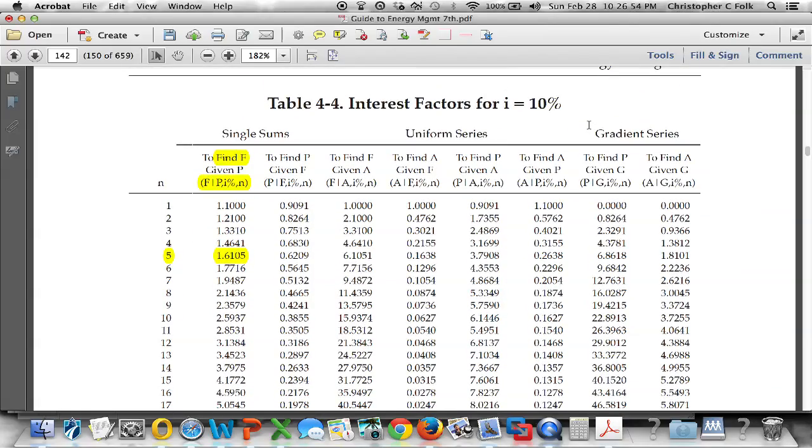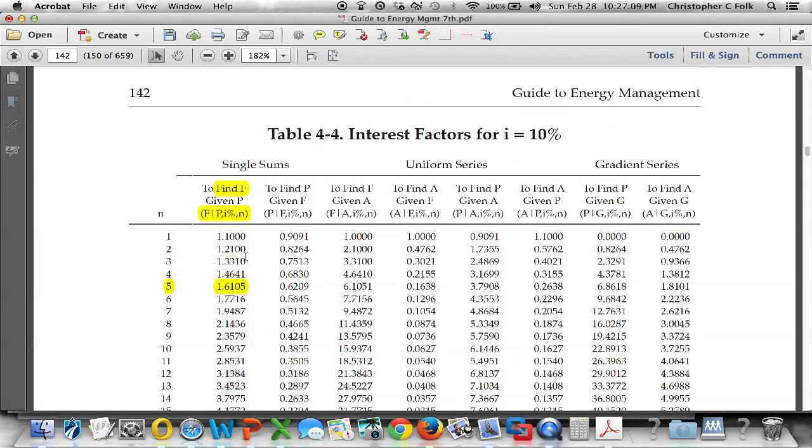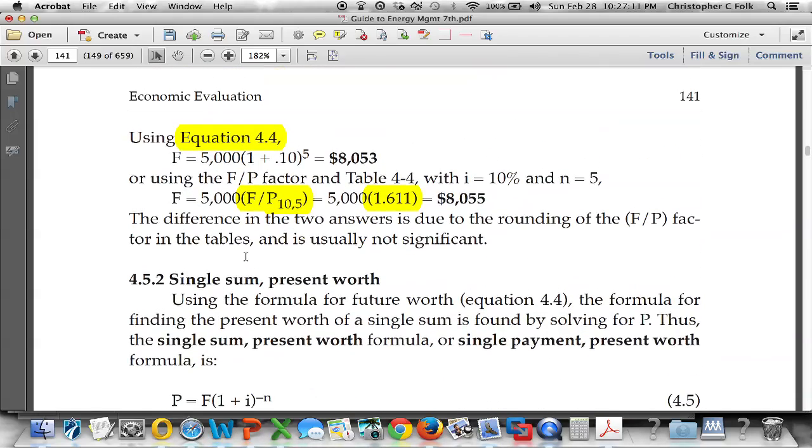So in this section here, this table said, because we're looking for find F given P, (F/P), and over here is the number of years, and we're going to take this value here, 1.6105. What did the book say over here before? It didn't say 6105, it said 611, so it rounded it. So things get rounded here a little bit in the book, and notice it even tells me that the difference between the two numbers is because of the rounding of the factor in the tables, and it's not usually significant. Could be. Let's look at our table.